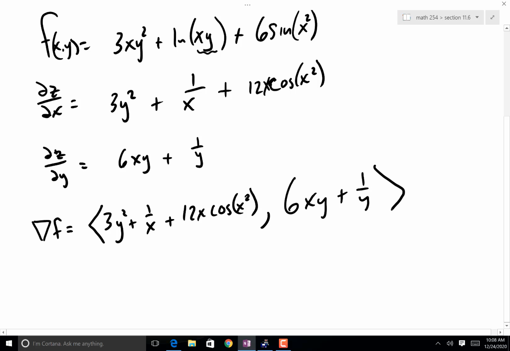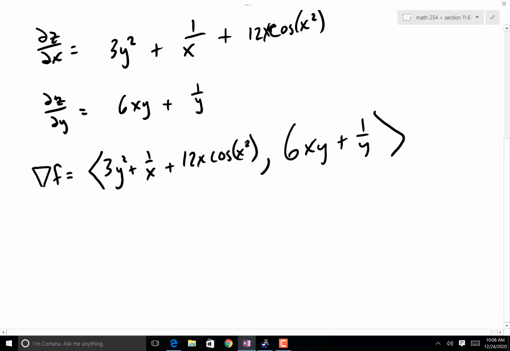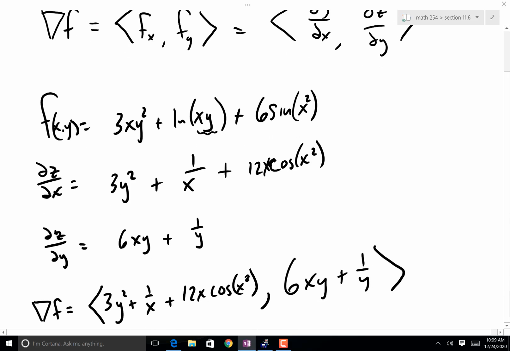Correctamundo. You are correct. Well done. Clearly, this guy has an issue at 0. Okay, why does it have an issue at 0? And it has an issue at negatives because, obviously, what is the domain of the function? X and y both need to be bigger than 0. True. Could they both be negative?